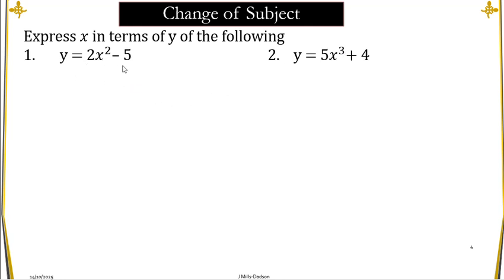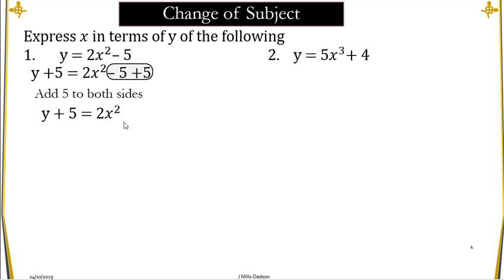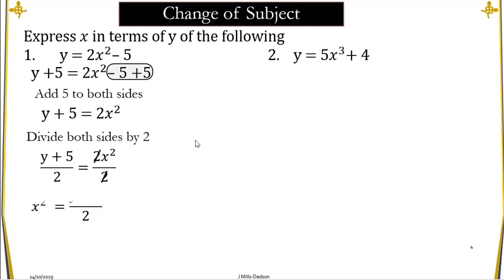So first, looking at this, we need to get rid of the negative 5. So we add 5 to both sides so that we can get rid of the negative 5. So we now have y plus 5 equals 2x squared. The next step is to divide both sides by 2, so we can get rid of this 2. When you cross out these 2s, we now have x squared equal to (y plus 5) over 2.